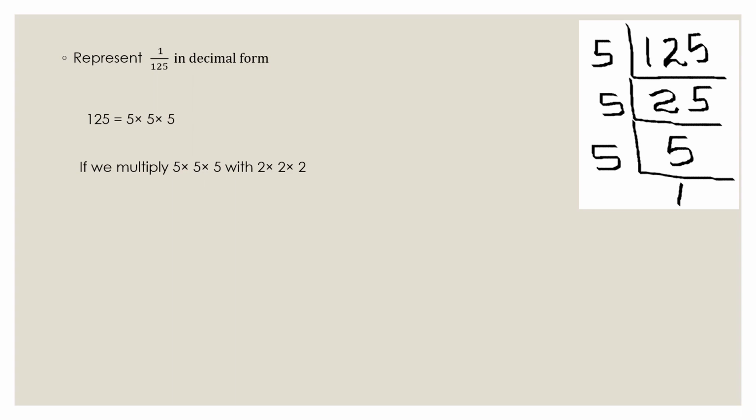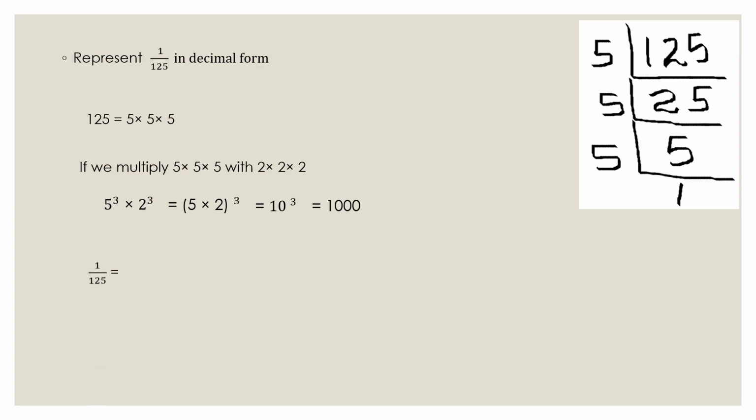And how will you represent 5 into 5 into 5? 5 raised to 3. 2 into 2 into 2 was 2 raised to 3. And we get 5 raised to 3 into 2 raised to 3. Then what is the next step? Yes, 5 into 2 the whole raised to 3. And this is 10 raised to 3, and 10 raised to 3 is 1000. So we multiplied 5 raised to 3 with 2 raised to 3 to get 1000.